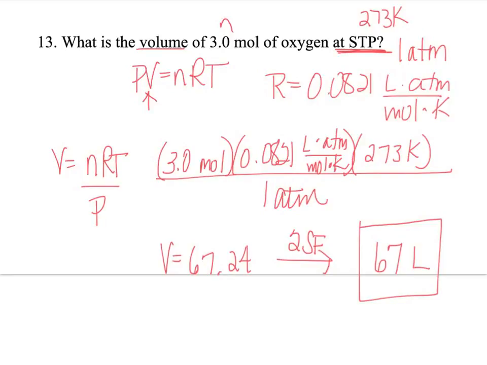But let's take a second real quick to look at how these units cancel out. We have a mole on the top and a mole on the bottom, so they cancel out. We have a Kelvin on the bottom, a Kelvin on the top, so they cancel out. And we have an atmosphere on the top and an atmosphere on the bottom. So that leaves us with our unit of liter, which is good because we are solving for volume. All right, now one last problem. Let's get to it.